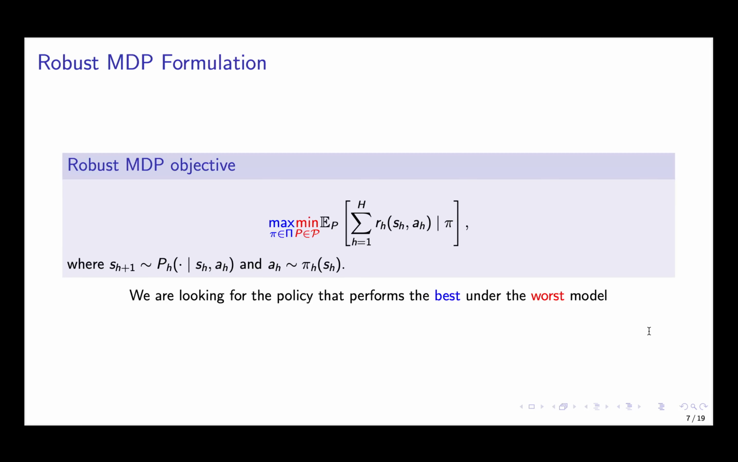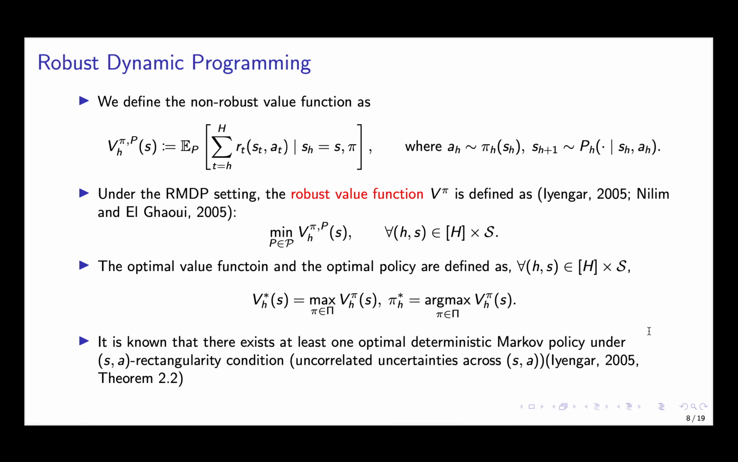The objective of robust MDP is to find the policy that performs the best under the worst model, hence the max-min formulation. And the performance metric is the usual expected cumulative reward. We can further express this using value functions. We define the non-robust value function as the following. For any policy, its robust value is the expected cumulative reward taken with respect to the worst model P in the uncertainty set. Note that the realizing worst model might be different for each policy.